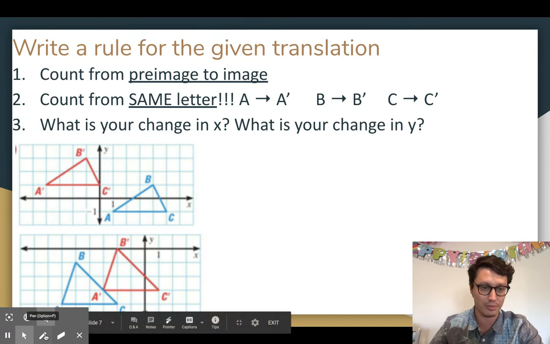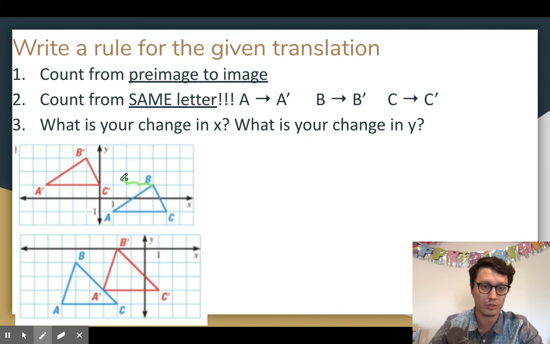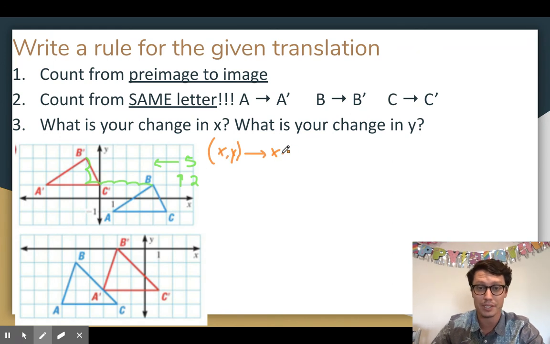So now we count. Remember, go from the same letter. So let's just go from B. B, we go over 1, 2, 3, 4, 5, and up 1, 2. So we went left 5, and we went up 2. So we are going to write this rule as (x, y) changes to x. We went left 5. Is that positive or is that negative? It's negative. x minus 5.